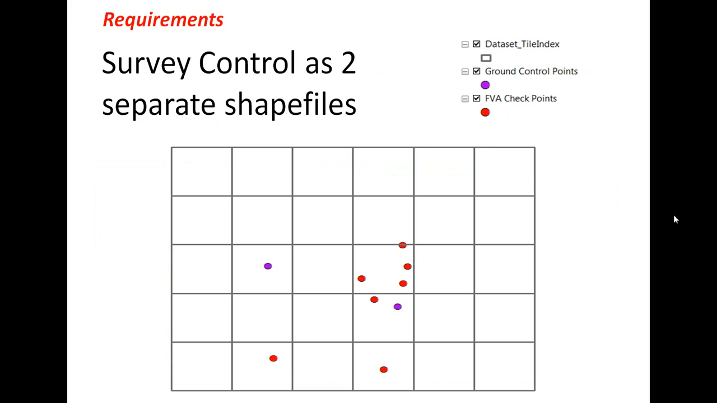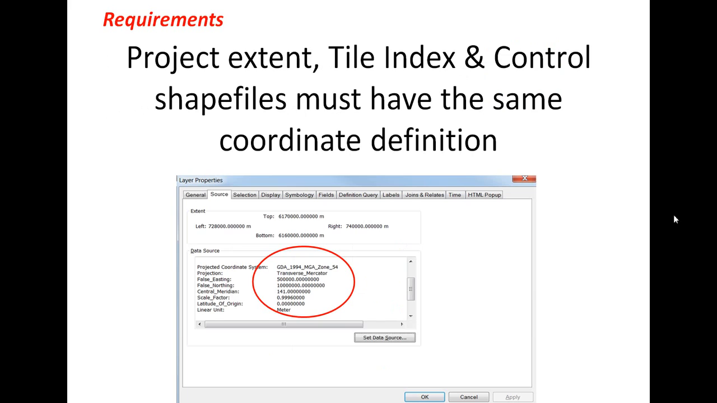Survey control data should consist of ground control and fundamental vertical accuracy checkpoints, which must be supplied to QA for LiDAR as two separate shapefiles. Users can also supply supplemental vertical accuracy checkpoints as a third file if available. The project extent, tile index, and control data shapefiles must all have the same coordinate system definition as identified in ArcMap layer properties for control checks to work.